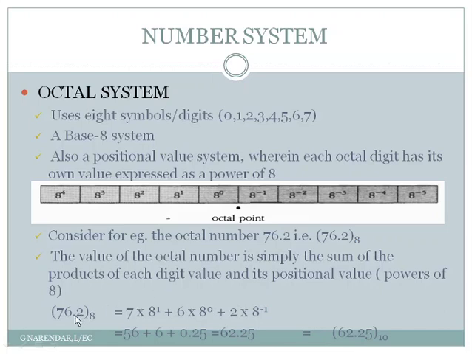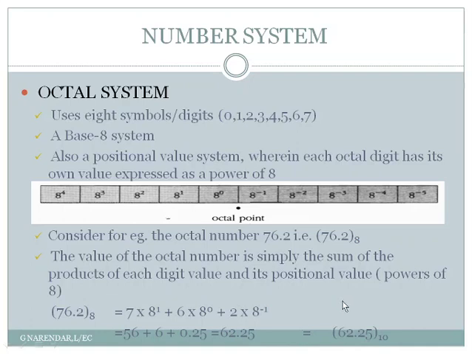So the value of the octal number 76.2 is 62.25. The decimal equivalent of the octal number 76.2 is 62.25. So I can represent this 62.25, since it is a decimal number, using this notation. So this is how.